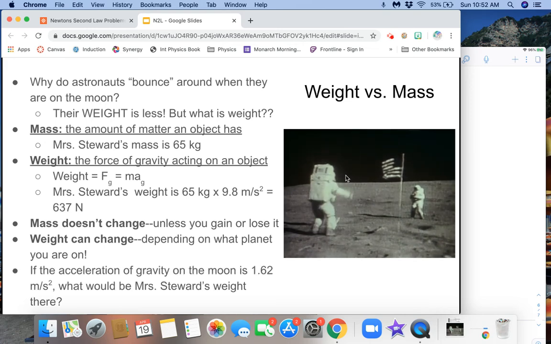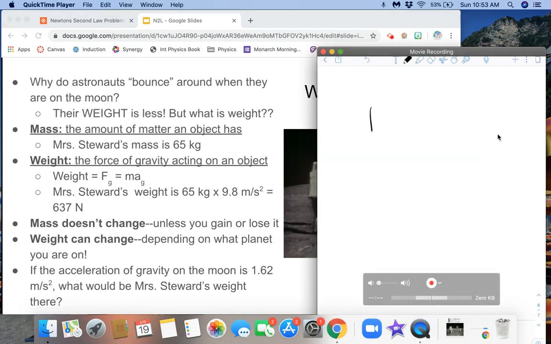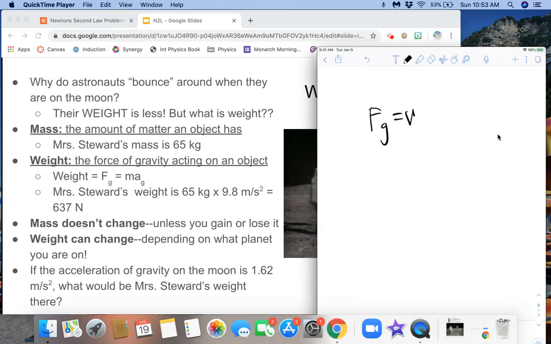So if the acceleration of gravity on the moon is 1.62 meters per second squared, what would be my weight there? So remember, force of gravity is weight, which is mass times acceleration of gravity. So if I want to know what my weight will be on the moon, I take my mass, which is about 65 kilograms, and I am going to multiply that by the acceleration of gravity on the moon, which is about 1.62 meters per second squared.